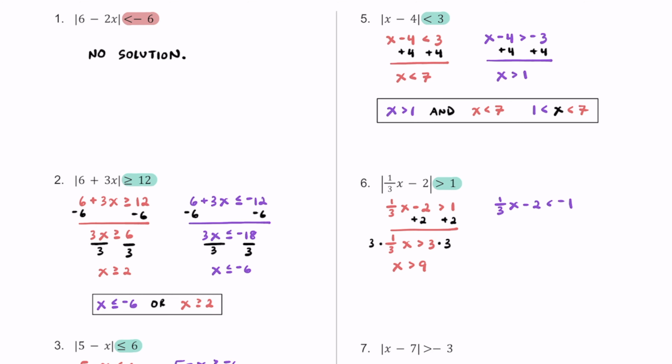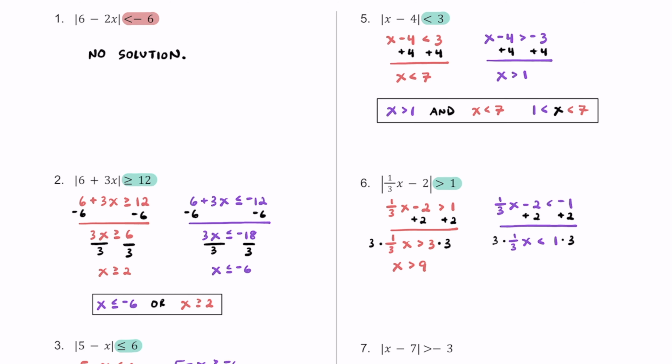And then on the right side, let's add 2 to both sides of the inequality. The -2 and +2 will cancel out. And we're going to get here 1/3 x is less than +1. And then we can multiply the left side by 3 and multiply the right side by 3.